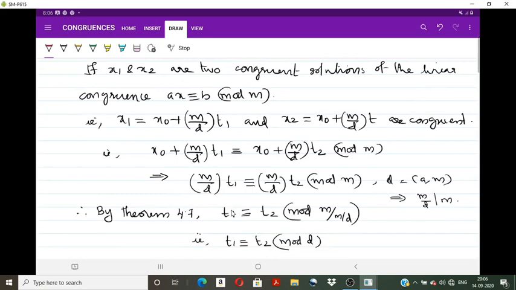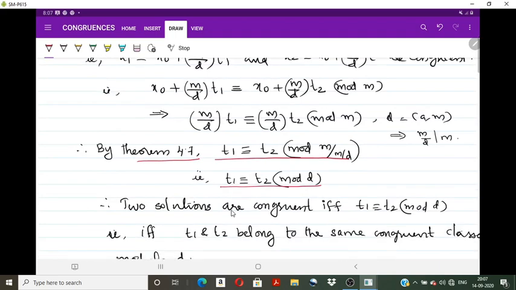Now by the cancellation property of congruences, we know that d is the GCD of a comma m, and hence m by d is a divisor of m. So m by d divides m. Since m by d divides m, we can cancel this common factor m by d, and by theorem 4.7, we obtain t1 is congruent to t2 modulo m by m by d. That is, t1 congruent to t2 modulo d.